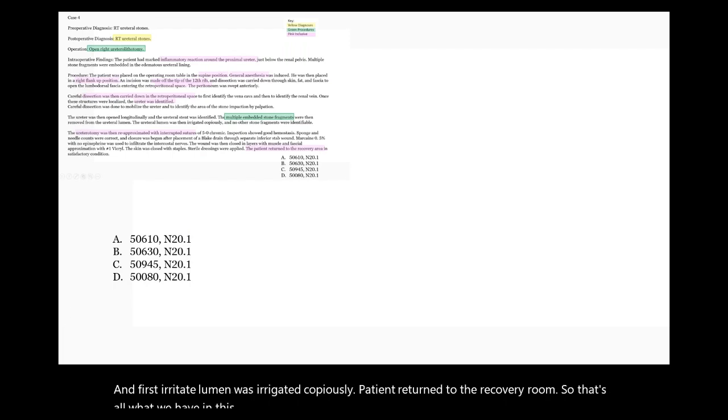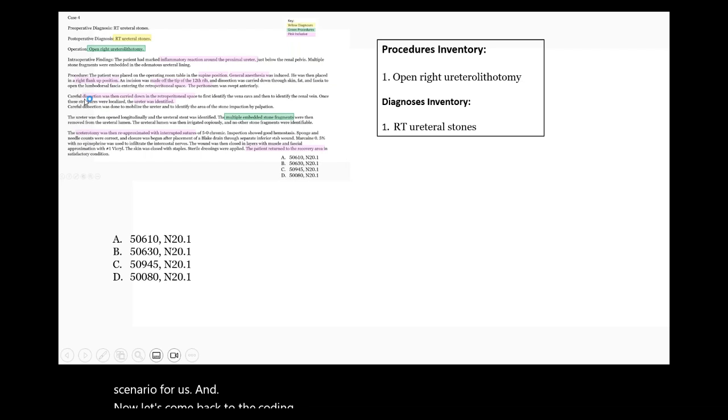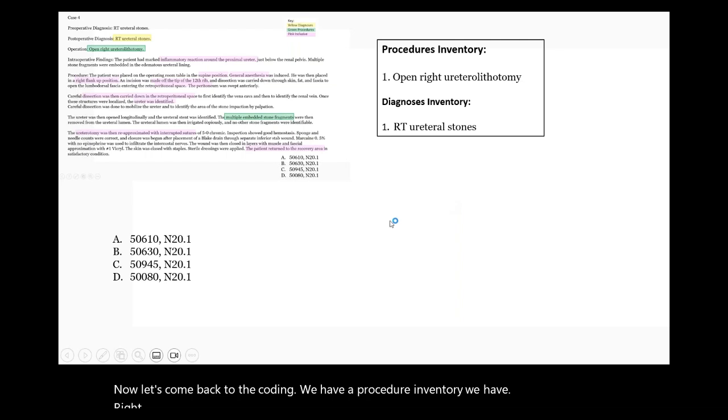So once again, thank you, Ms. Katoya, for reading that scenario for us. And now let's come back to the coding. We have a procedure inventory. We have open right ureterolithotomy procedure performed. And in diagnosis inventory, we have right ureteral stone.